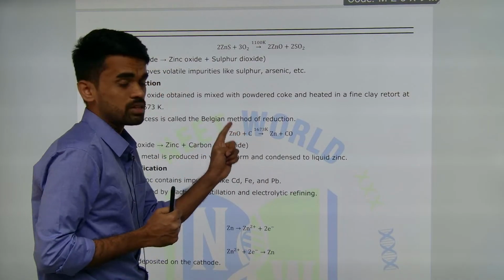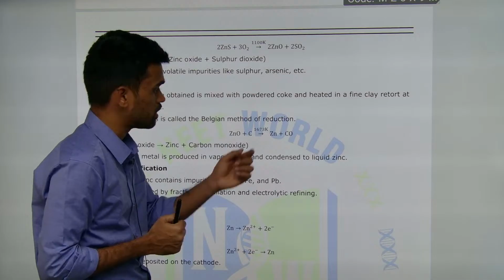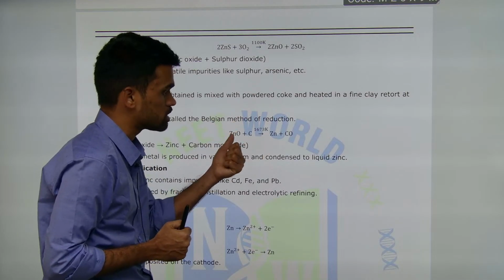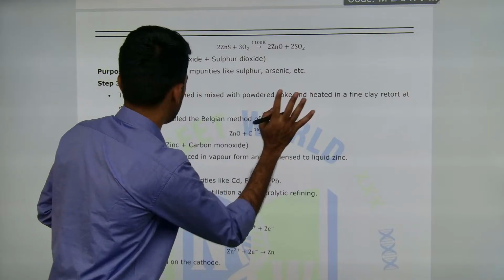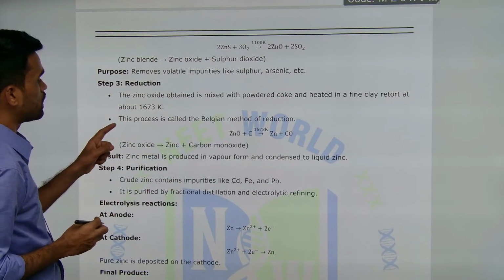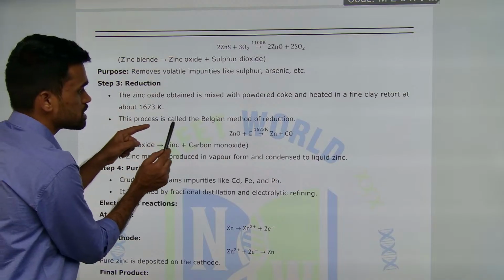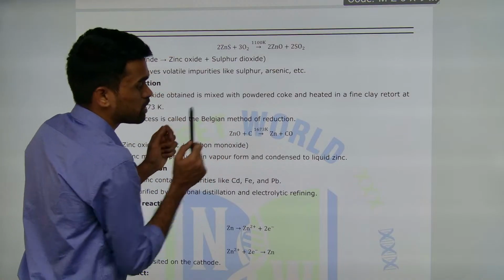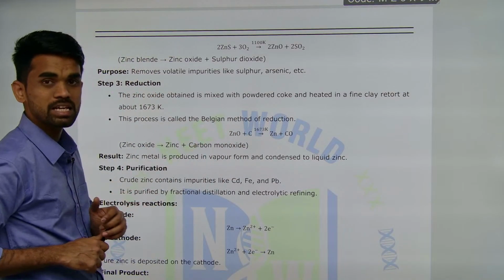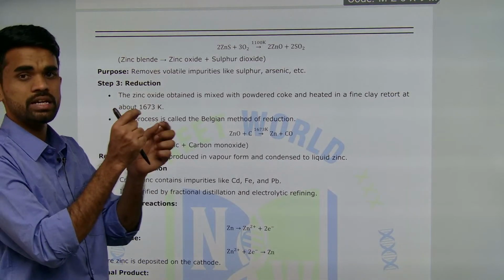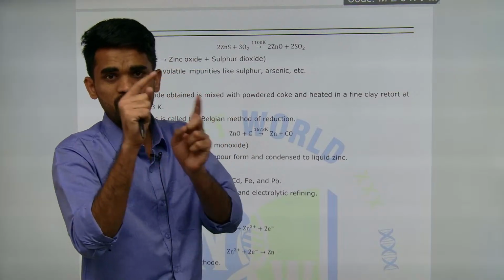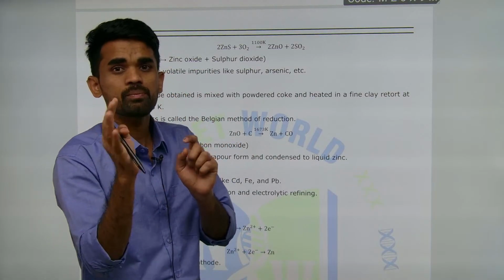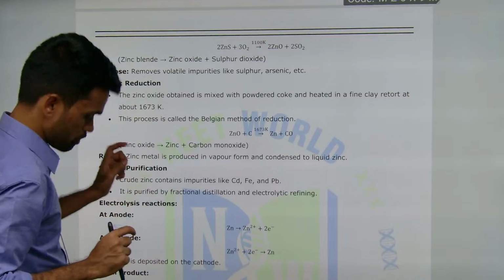So this method is used for the preparation of what? I mean, reduction of what? Zinc oxide, so that we will get zinc metal here, and CO gas will be removed here, that is it. So what is the process called? This process is called the Belgian method of reduction. So what do we mean by Belgian method of reduction? Zinc oxide plus coke, that is carbon, heated, that will give you zinc plus carbon monoxide, that is it. Remember this point.